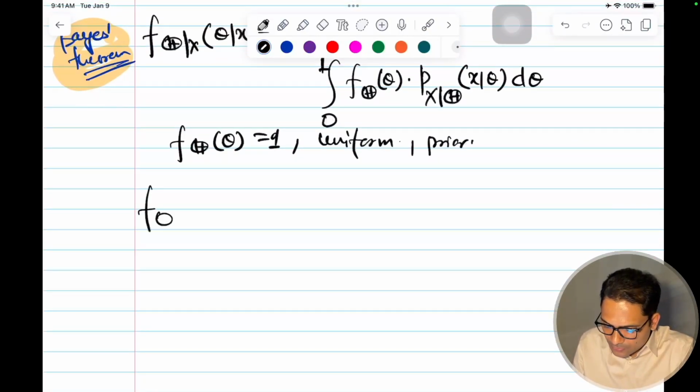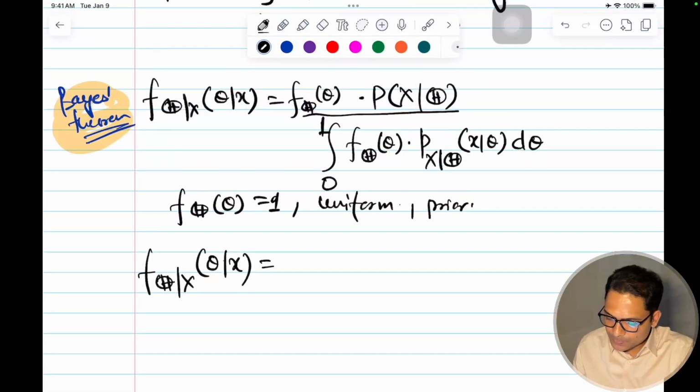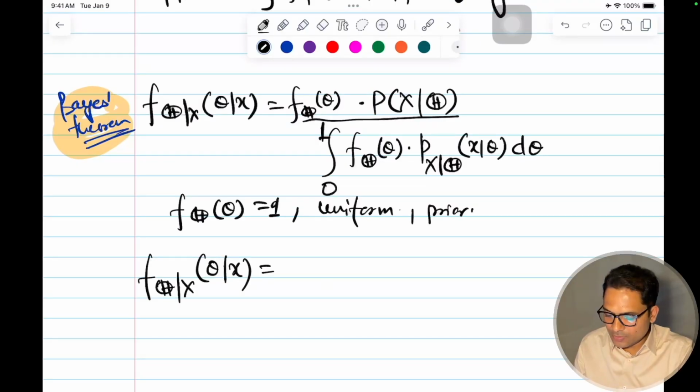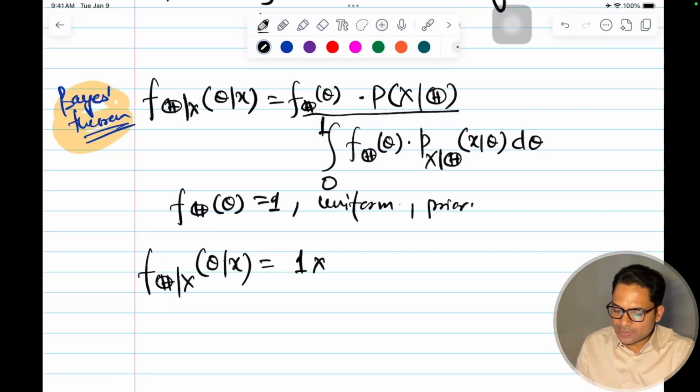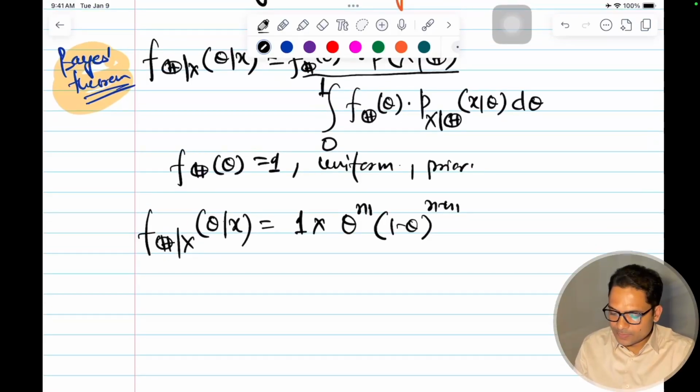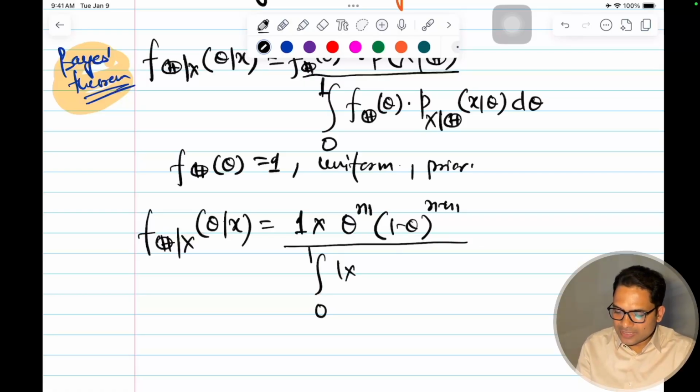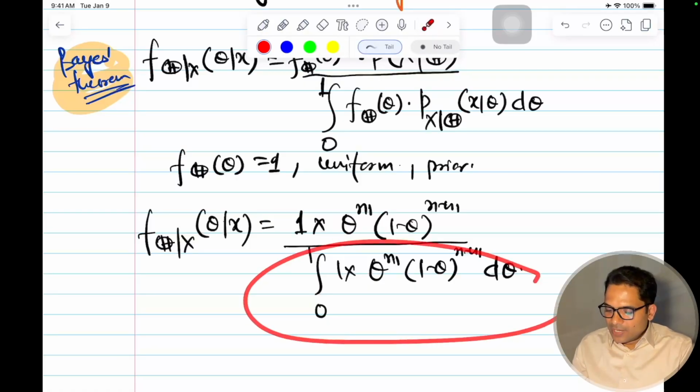So my f of theta given x, this is capital, this is small, is equal to f of theta, this is uniform distribution so this is 1, into probability of x given theta, this is theta to the power n1, 1 minus theta to the power n minus n1. This is my Bernoulli PMF. This is over the integral from 0 to 1, 1 again for f of theta, into theta to the power n1, 1 minus theta to the power n minus n1 d theta. Now this integral we have to calculate.